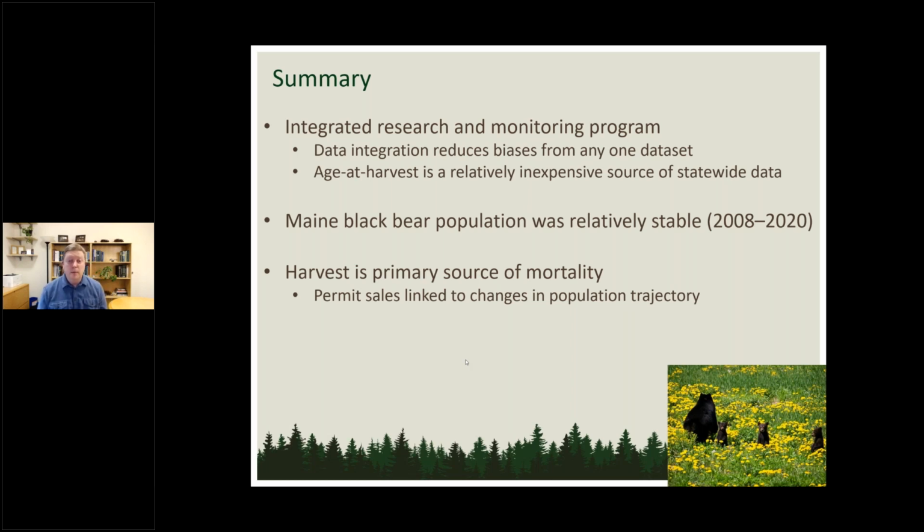Overall, it appears that this Maine black bear population was relatively stable from 2008 to 2020, but that harvest was the primary source of mortality for these. It looks like permit sales are directly linked to changes in population trajectory. So the state does have a way that they can think about how they can manage and conserve this bear population in bounds that they would be interested in under their current management strategies.